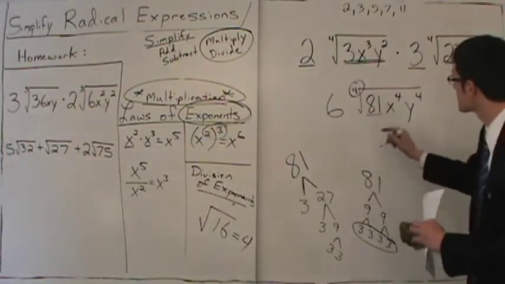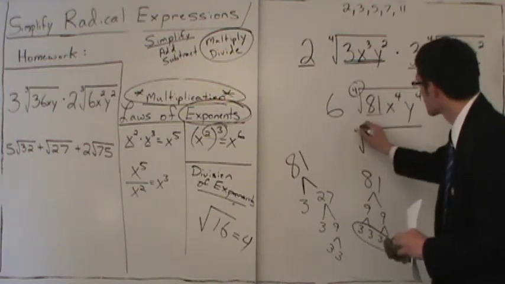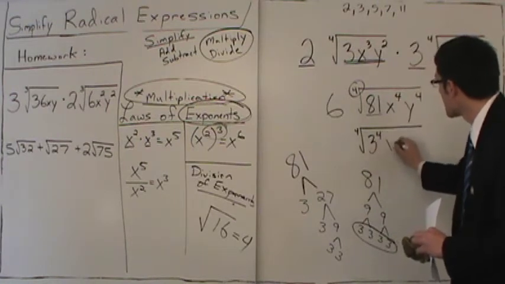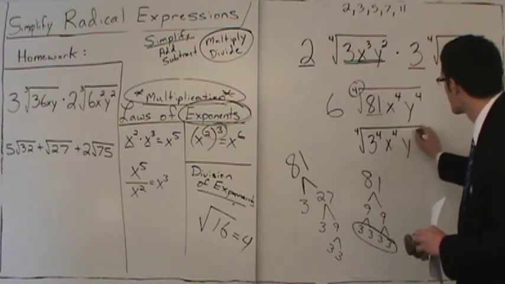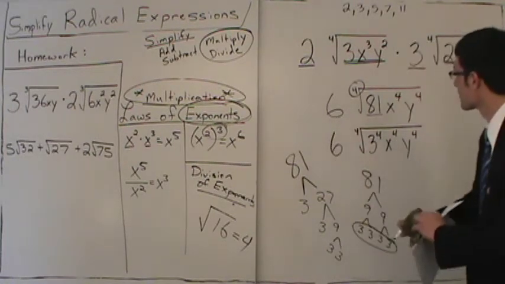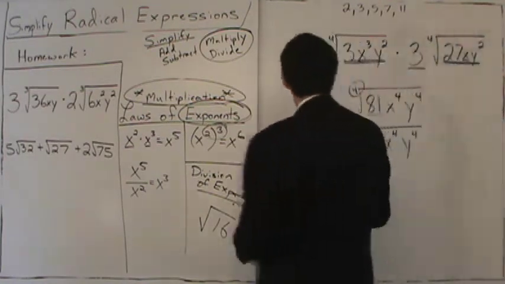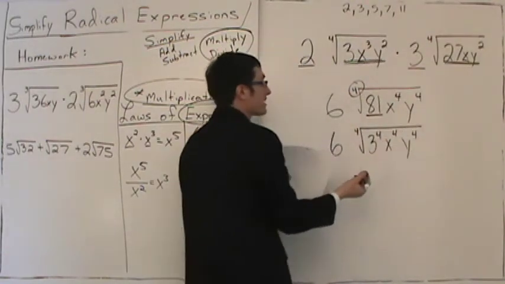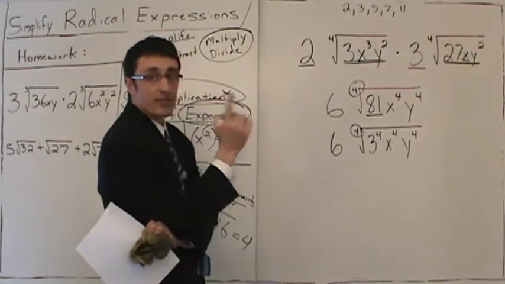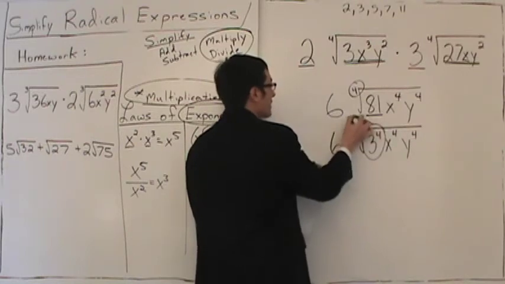So we're going to replace this 81. The fourth root of 81 is going to be replaced by 3 to the fourth power. So 3 to the fourth, x to the fourth, y to the fourth. And what's sitting outside? We already have a 6 outside, so put your 6 outside. Now, after you've broken down your 81, we're going to take out groups of what? Groups of 4. Can we take a group of 4 3's? Yes. So we can take one group.